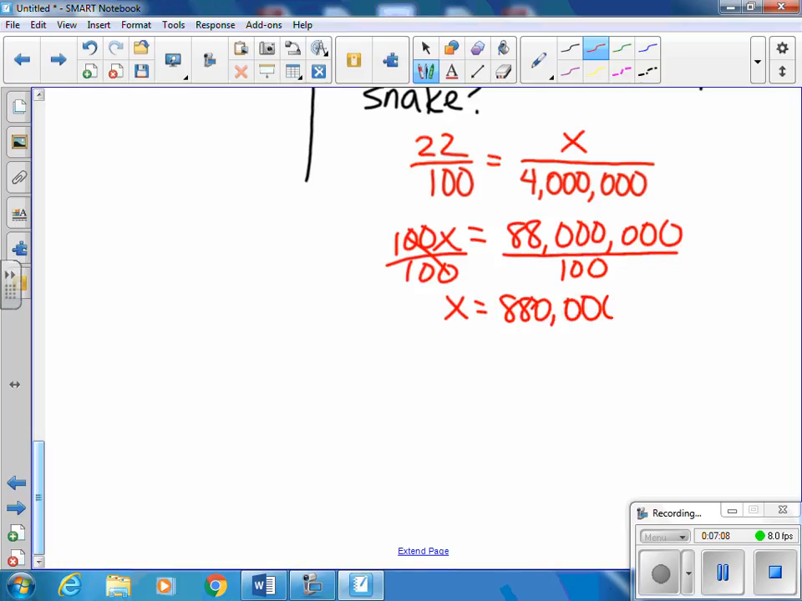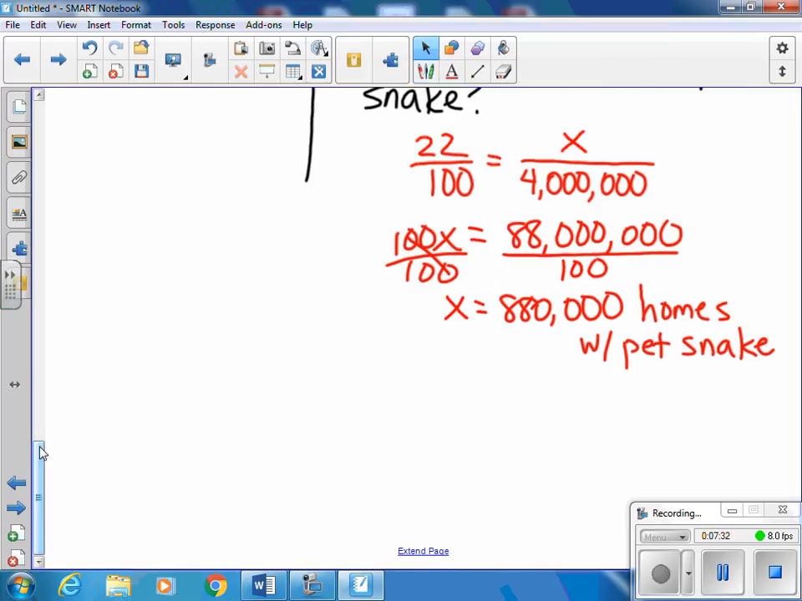Okay, now because this is a word problem with situations surrounding it, you cannot just leave me with a number, right? It's 880,000 what? And you can't just say homes either because the total amount was homes. These are 880,000 homes with a pet snake. Okay, so make sure that your words behind your number definitely clarify what the answer is trying to ask, or what the problem is trying to ask even.